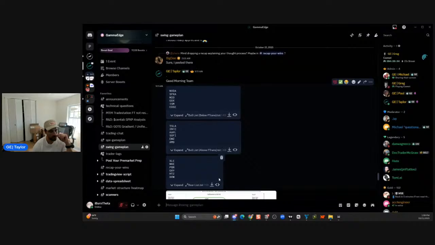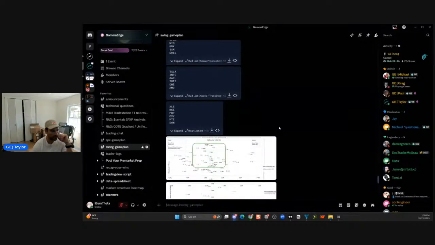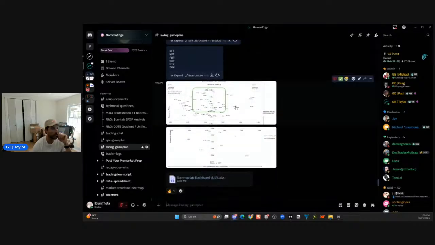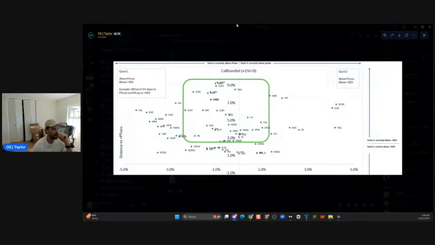And then bear list, put dominated below moving averages, just simple filters to find stocks. I also put up some scatter plots, which help us identify those stocks that have good risk to reward. The way that I define risk to reward is the distance from P-trans, which is your risk, because that's our upside acceleration level.